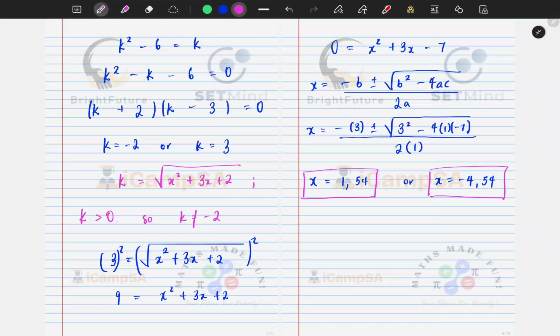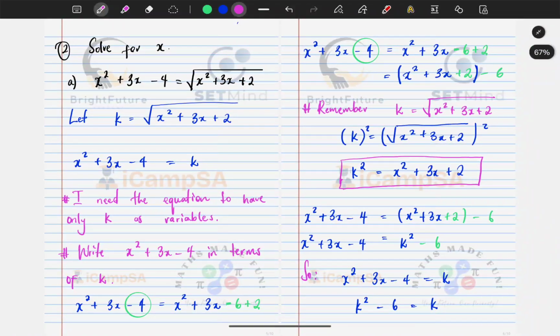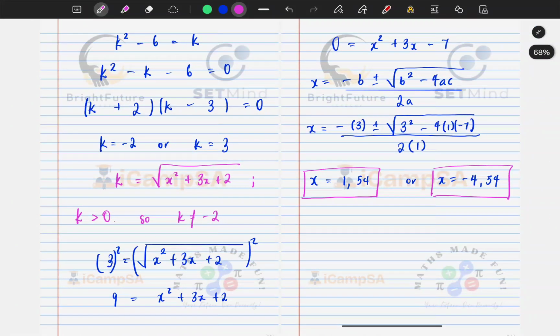So as we saw, we needed only to solve for x. So this is your classic solve for x question. Let's see another question.